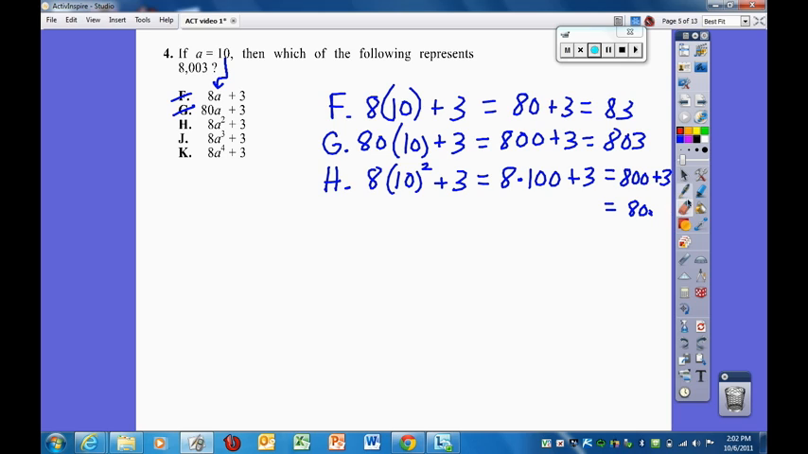So, we still haven't found our right answer, and that's where this is going to take too much time if you're not doing some of this mentally in your head, because they put the correct answer further down the line. All right, let's try J.